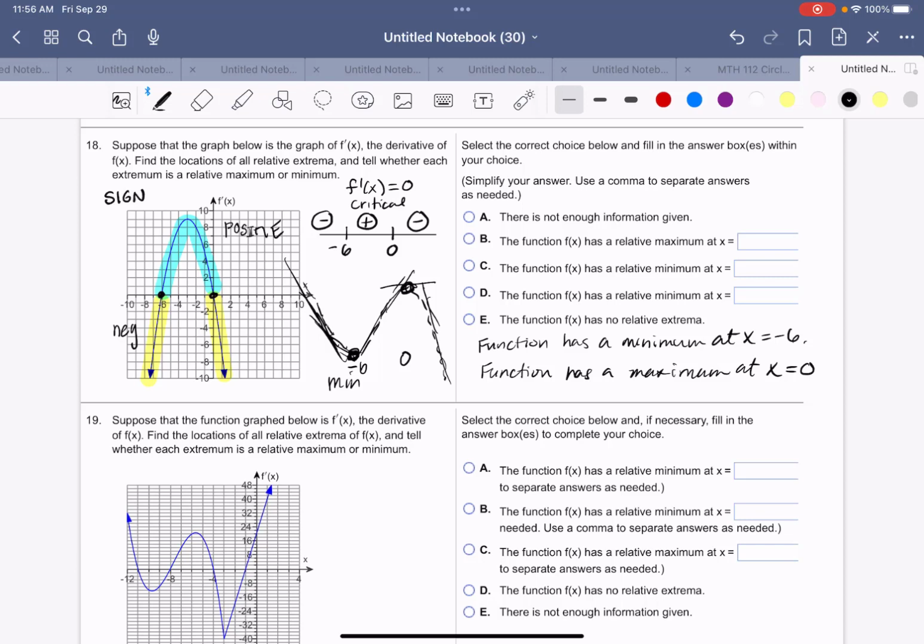So when you're looking at the graph of the derivative, you've got to look at the sign so you can tell if your function has a negative tangent line or a positive tangent line. And you can tell where it's changing from negative to positive, you're going to have a minimum, and positive to negative, you're going to have a maximum.